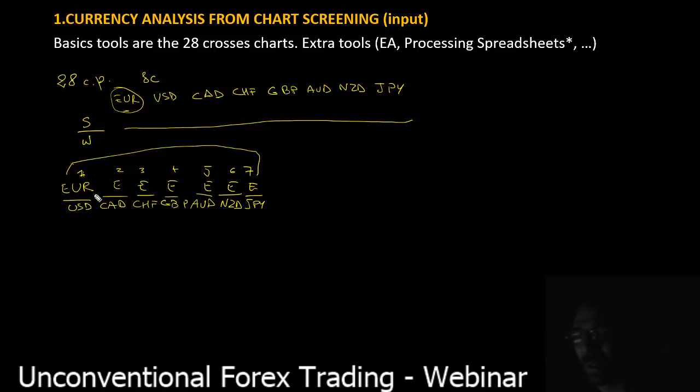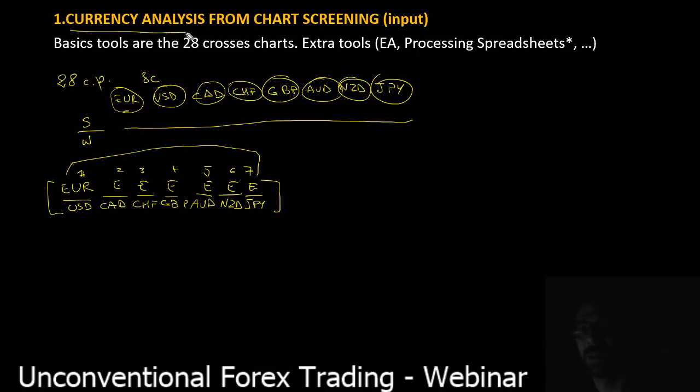Same thing with using the crosses that our broker provides us. And same thing, we do this for USD, for CAD, for Swiss franc. We will always have 7 charts at a time. And then we have this process, currency analysis from the charts, screening. We screen these charts, and remember what we had.